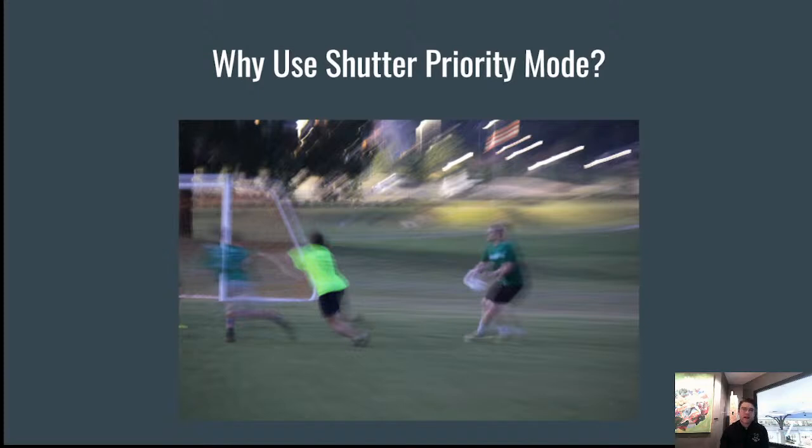So for this case, I would definitely use shutter speed for ultimate frisbee, just because the movement of the disc, movement of the players is so sporadic. You definitely want to be able to have that as you're shooting and be able to capture it in a timely manner.